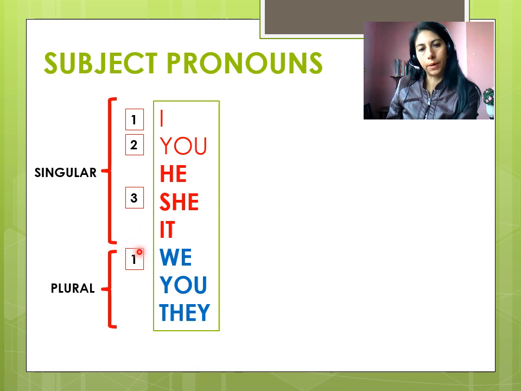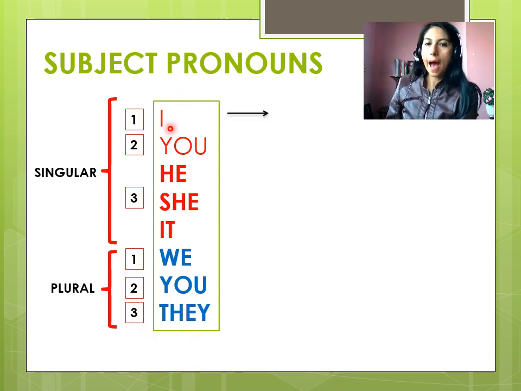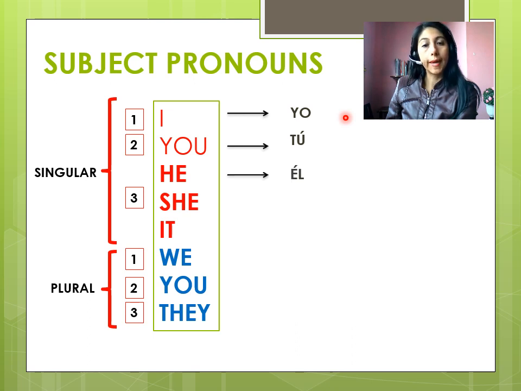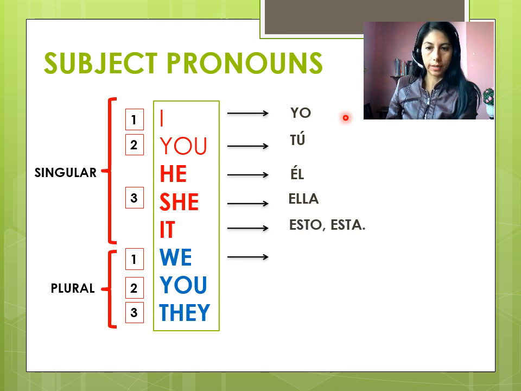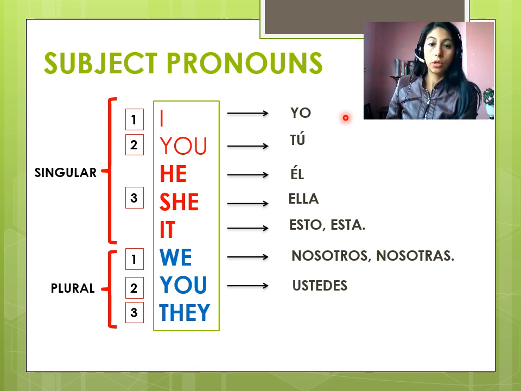The first subject pronoun in plural form is we. The second is you. And the third is they. I in Spanish means yo. You, tú. He, él. She, ella. It, esto, esta. We, nosotros, nosotras. You, ustedes. They, ellos, ellas.